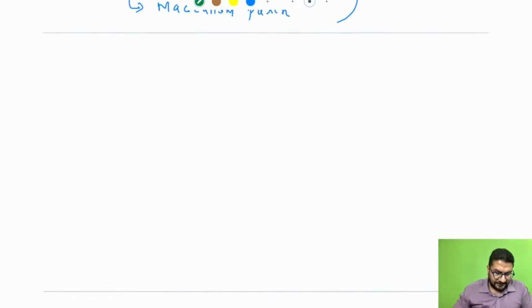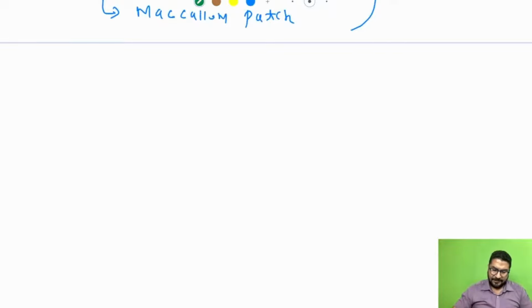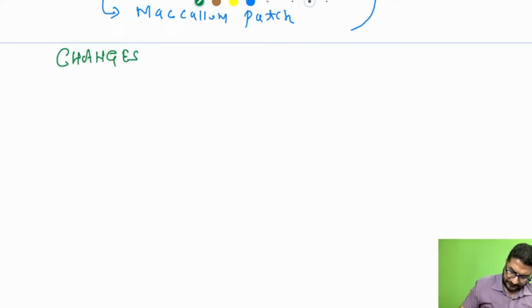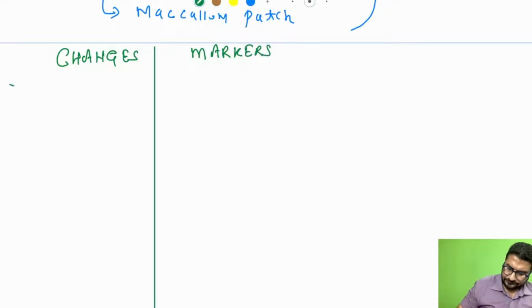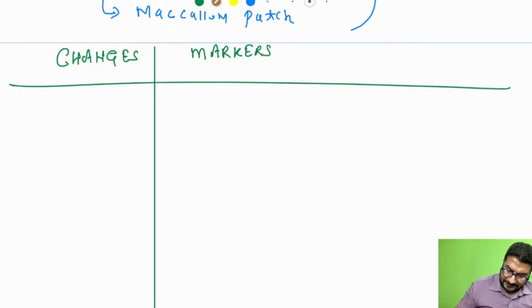Okay, let's move ahead a little. Now understand, they ask you questions about MI, meaning what changes you will see. After MI, what are the changes you will see? In MI they ask you question either on changes or on markers. First, they ask you the first change.